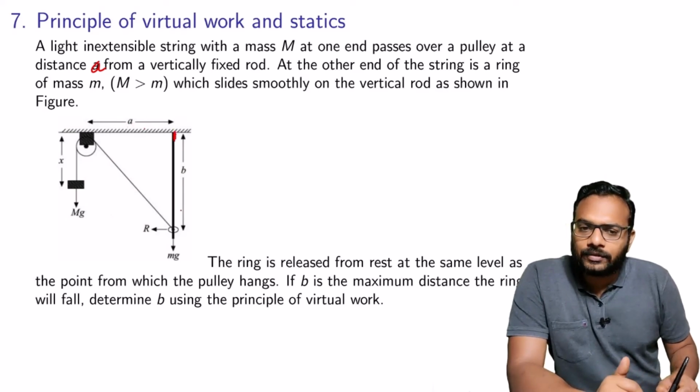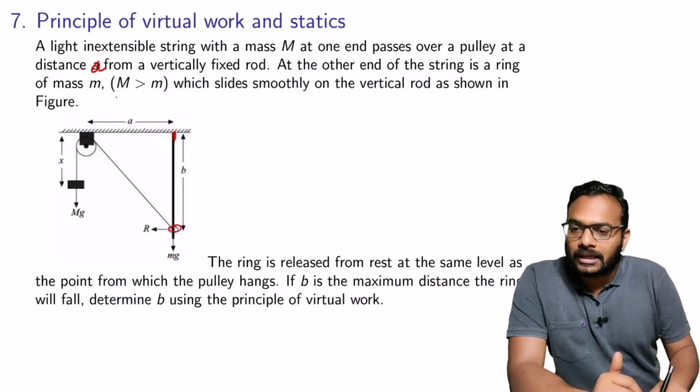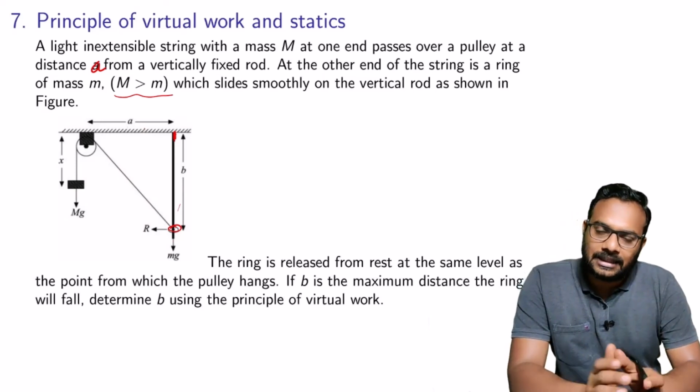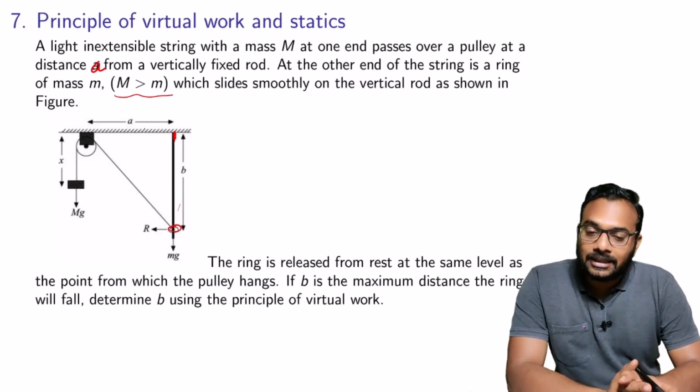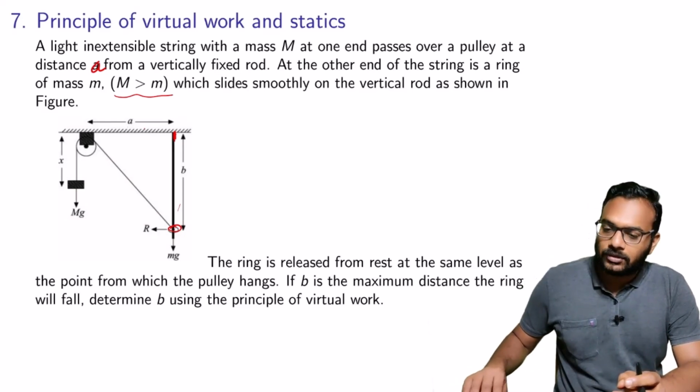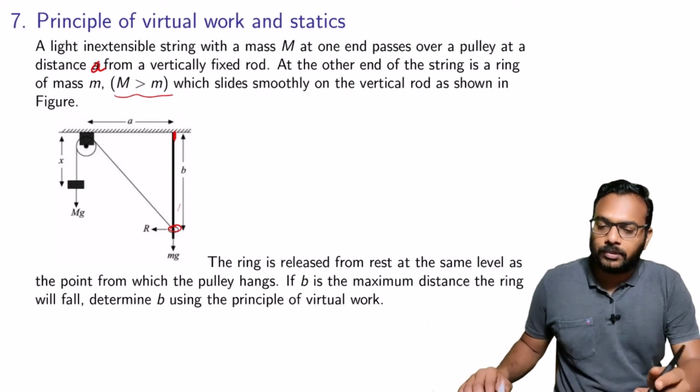The other end of the string is a ring of mass M, where capital M is greater than small m, which slides smoothly on the vertical rod as shown, and it reaches an equilibrium. The ring is released from rest at the same level as the point from which the pulley hangs.